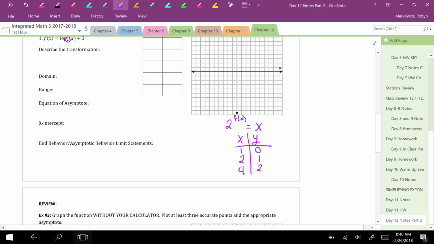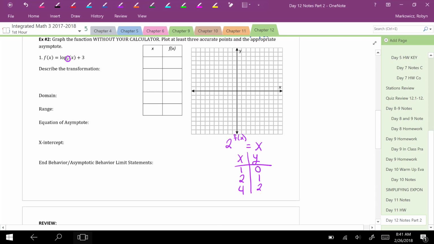Go ahead and see if you can do this function here. Go ahead and see if you can graph this one. Figure out your transformations. How does it affect your table?